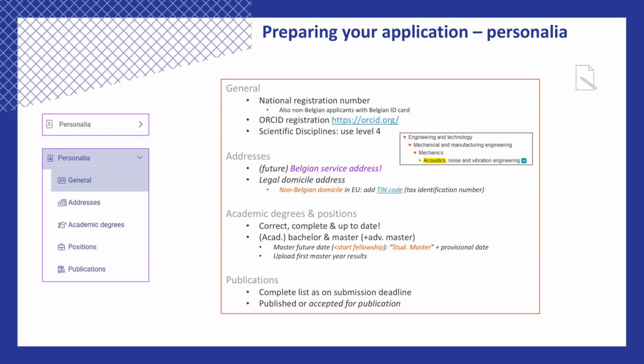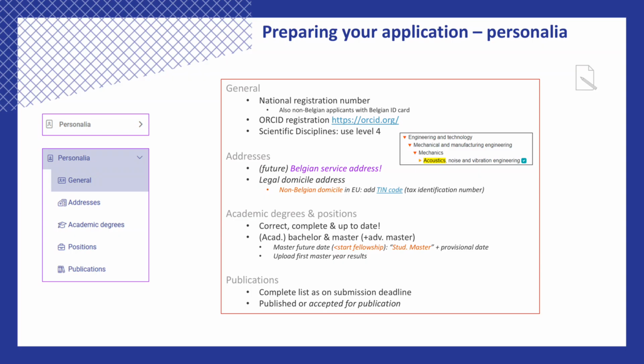complete. If you are still completing your master's degree, provide information on the degree to be obtained and your expected graduation date. If applicable, you can upload results of your first master's year. Finally, this section allows you to list your publications. Panel members will receive your publication list as it was on the submission deadline.